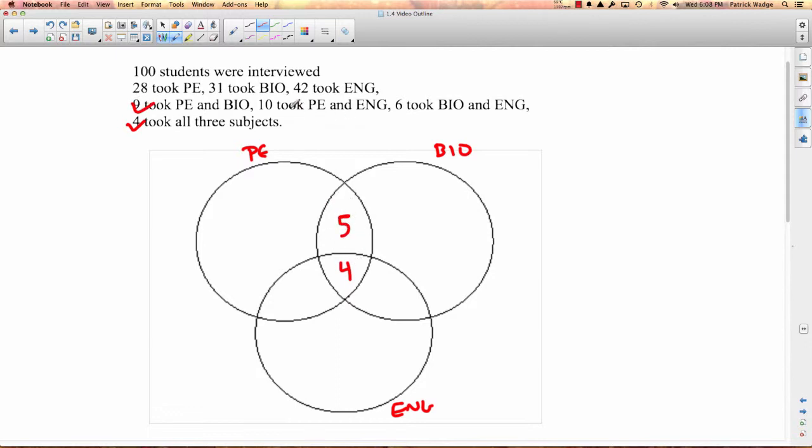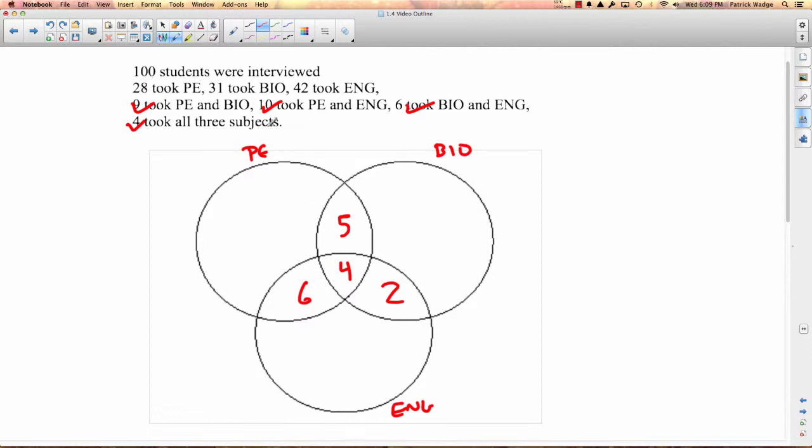So we've done that. 10 people took PE in English. PE in English is in here. This is PE in English right there. So there's already a 4 there, and it says 10 total. So there should be a 6 here. 6 took bio in English. So here's bio, here's English. So the people who took both, there's 6 of them, 4 here, there should be another 2 right there. And we've done that. You just keep working your way out. So we start at the middle, then we get these 2, and then we go to the last ones.